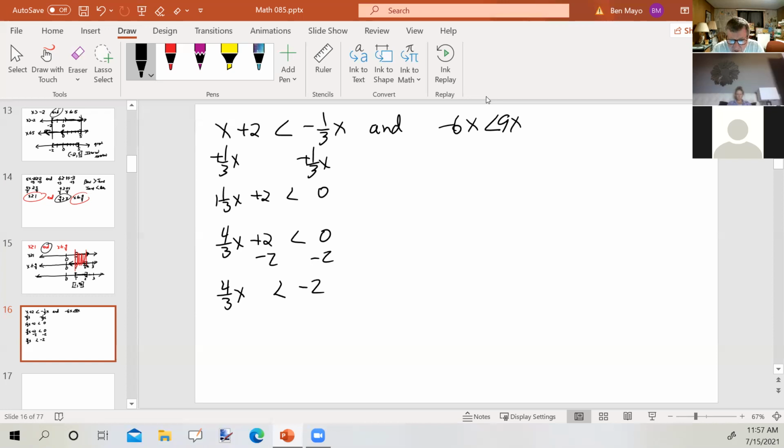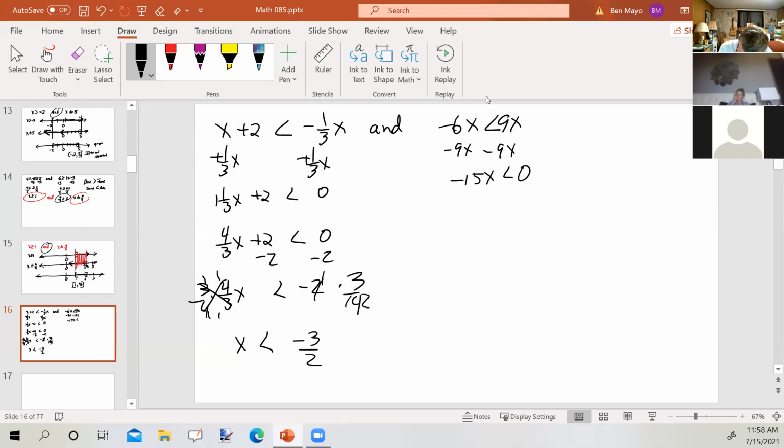Now, I've got x on the left, but I need to get rid of that 4/3 coefficient. When you have a coefficient that's a fraction, rather than dividing by it, you multiply both sides by its reciprocal. Remember that? So these reduce down to 1x, and over here, -6/4 reduces down to -3/2. Okay, so solving the first inequality, I've got x less than -3/2. Second inequality, I'm going to subtract 9x from both sides, -15x less than 0.